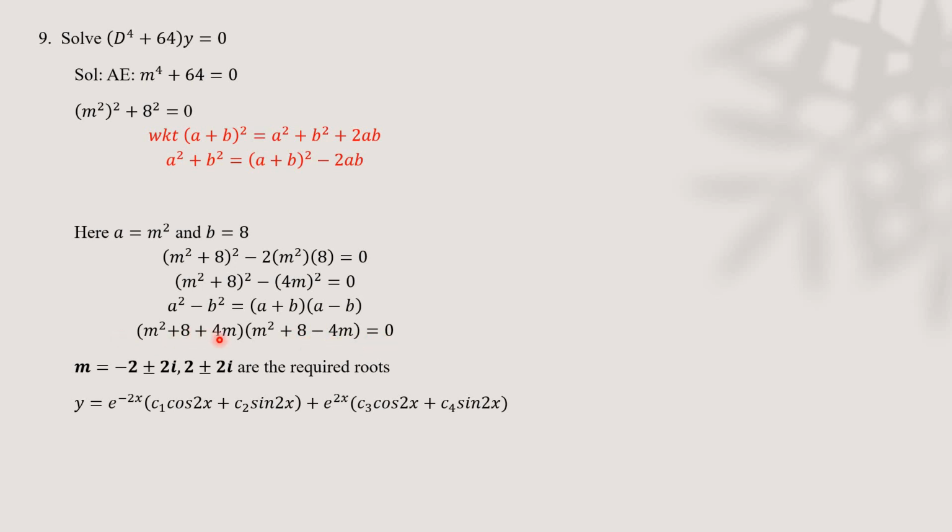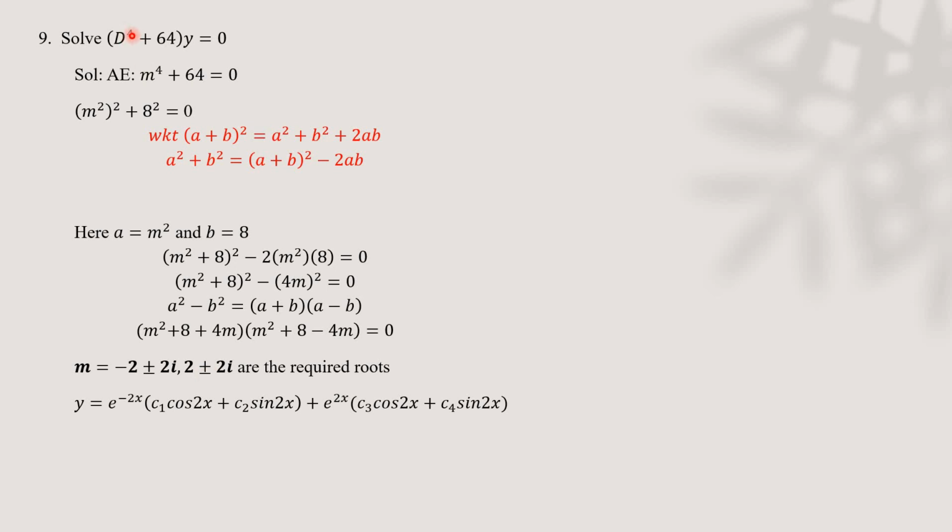Considering one of the quadratic equations, I'm solving this using the calculator. While typing in your calculator, be careful. The coefficient of m square is 1, the coefficient of m is 4 here and the constant term is 8. If you solve this, you're going to get the roots as minus 2 plus or minus 2i. And for the other, you're going to get 2 plus or minus 2i. So therefore, these are the required roots of the given equation.